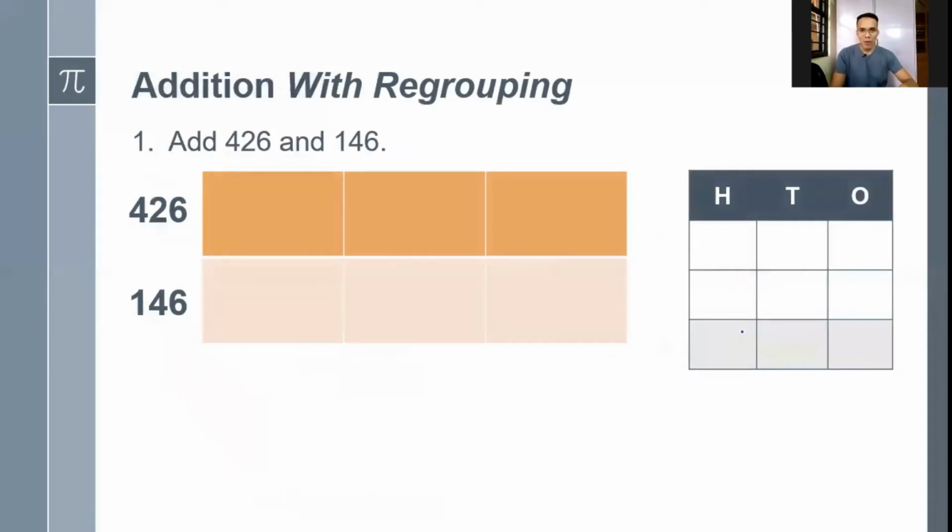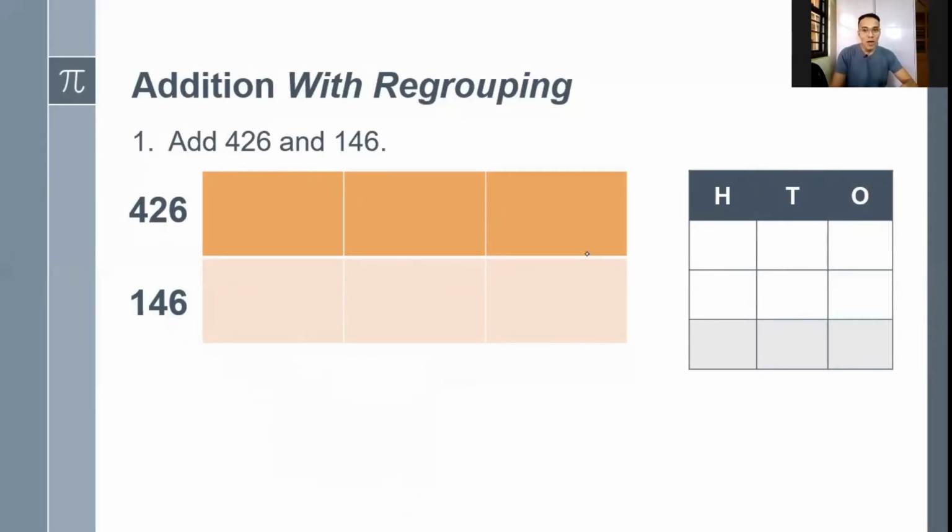Let's have our examples. Let's have addition with regrouping. Number 1, add 426 and 146. So we're going to add these two numbers using the base 10 blocks and our place value chart.